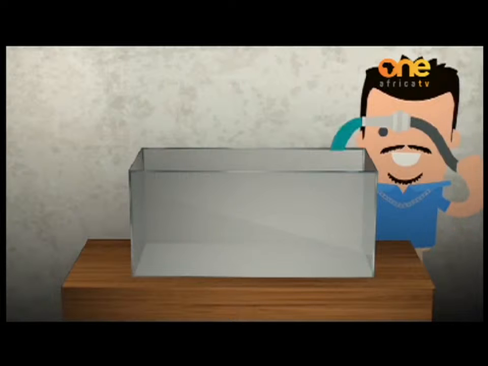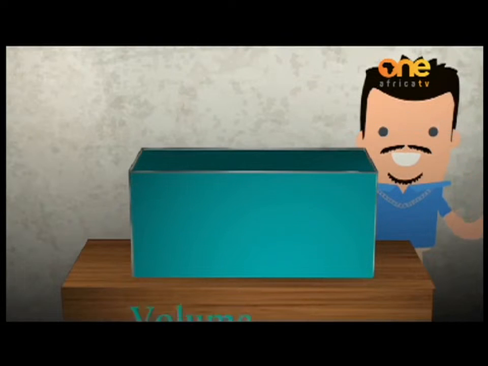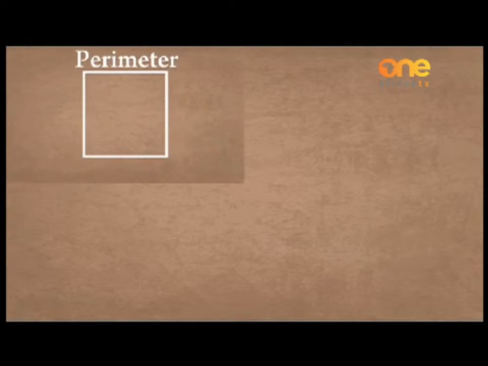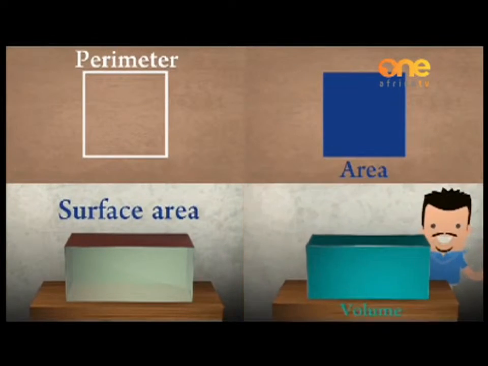Richard fills up the fish tank with water. Now that the space inside has been filled, that is the volume, and it is measured in cubic units. Therefore, Richard has demonstrated the difference between perimeter, area, surface area, and volume. Thank you, Richard.